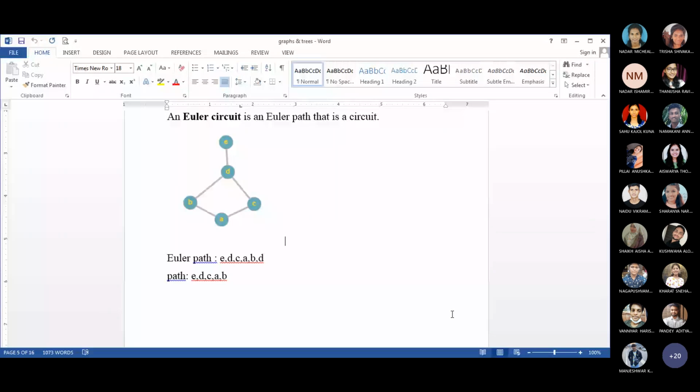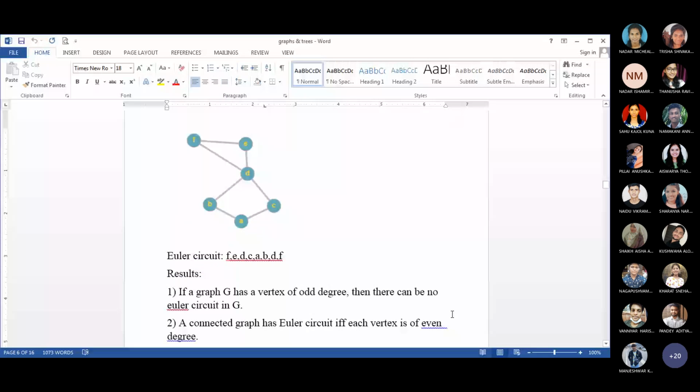So that is why the two results are very important. You can have a Euler circuit only if every vertex is of even degree. If you have at least one vertex of odd degree, then you will not get a Euler circuit.